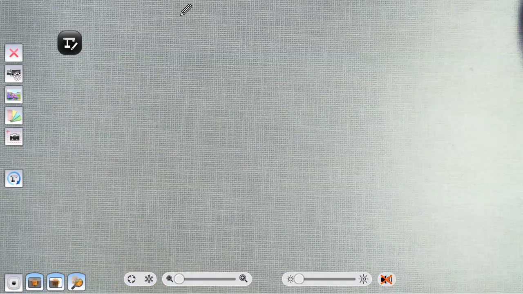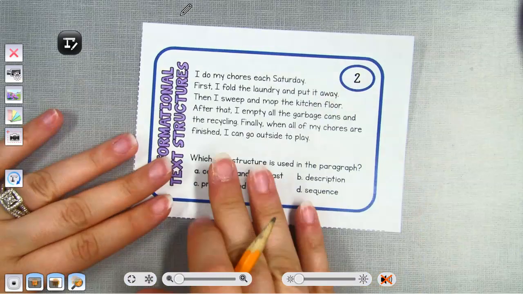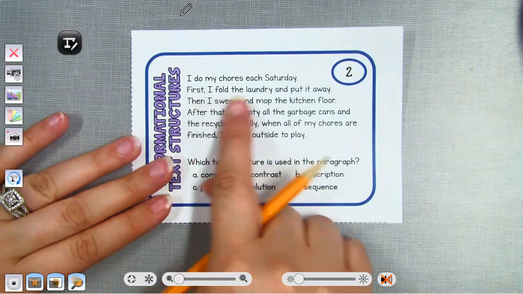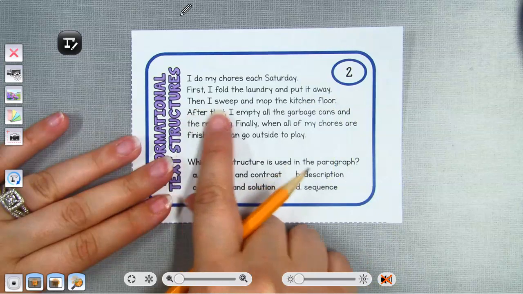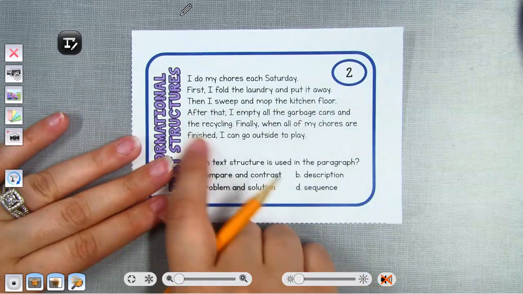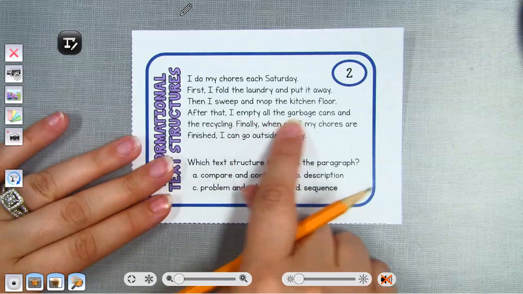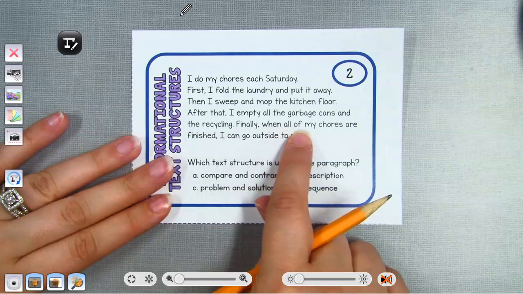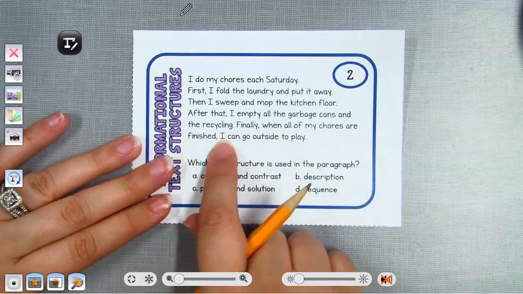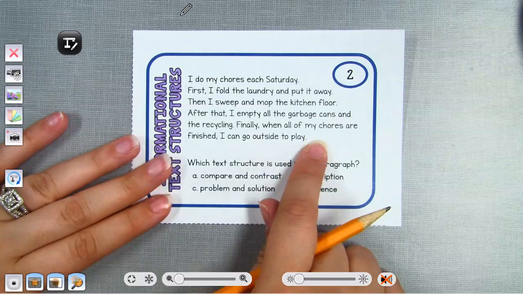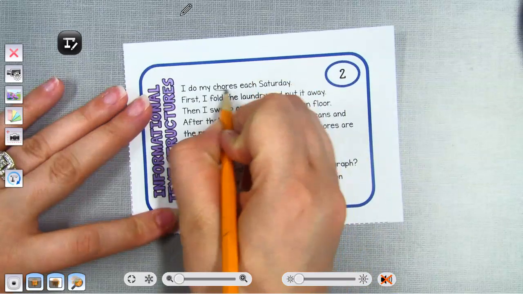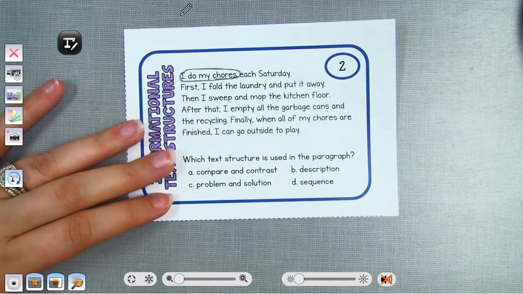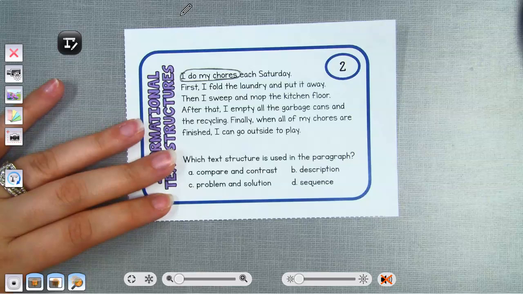Let's look at another one. So this one says, I do my chores each Saturday. First, I fold the laundry and put it away. Then I sweep and mop the kitchen floor. After that, I empty all the garbage cans and the recycling. Finally, when all of my chores are finished, I can go outside and play. So let's look to see what our topic is: doing my chores. Okay, let's see which text structure is used in the paragraph.